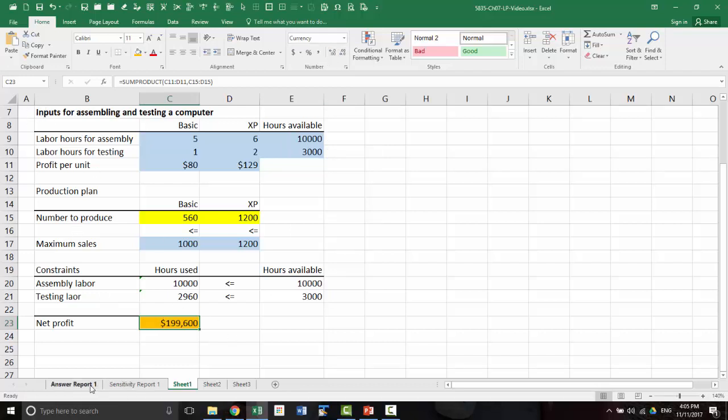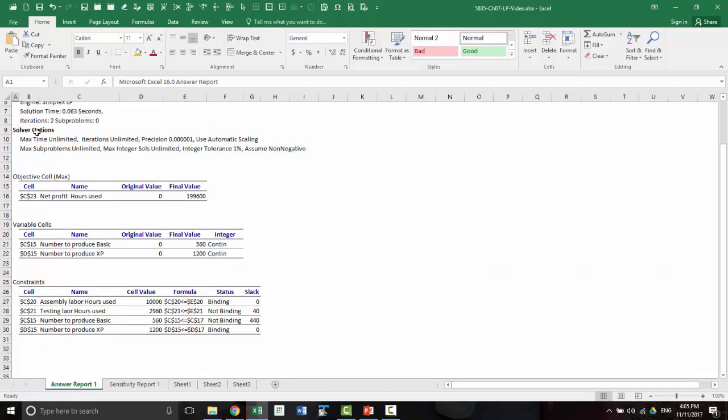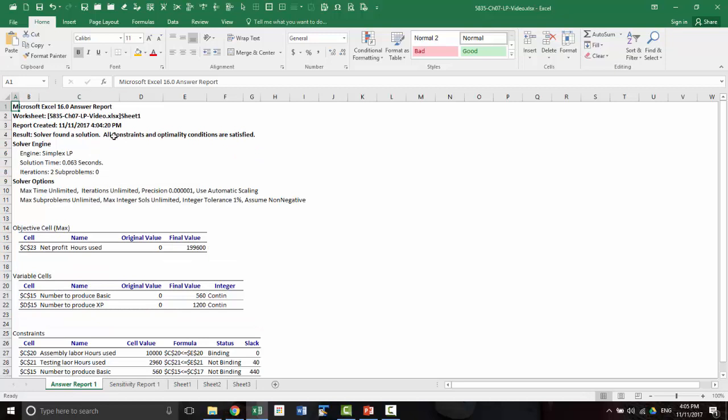Okay. So let's start with the answer report. At the top it gives you some meta information. What is the engine that was used? Simplex LP. How long did it take? And then what are the solver options that we selected? See this integer tolerance of 1%. Assume non-negative.